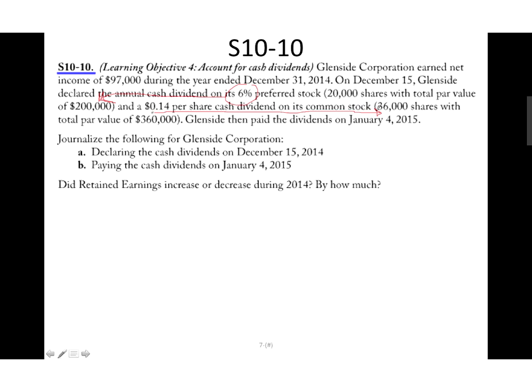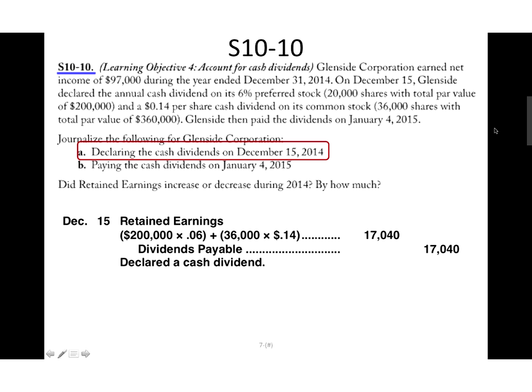On the date of declaration, we're going to tackle declaring the cash dividends first. When we declare the cash dividends, that's the date this becomes a liability. They have a legal obligation. So they're going to be debiting retained earnings and crediting dividends payable. They have to calculate the amount of the dividend. The amount of the dividend for preferred stock is going to be 6% times $200,000 par value. The amount of the dividend for the common stock is going to be 14 cents a share times 36,000 shares. I'm going to put it in one journal entry, so we'll see that right now.